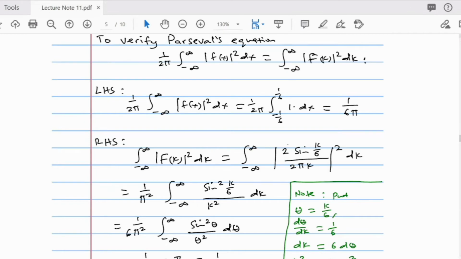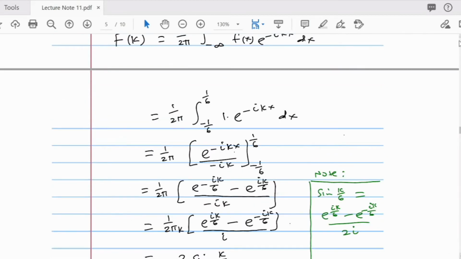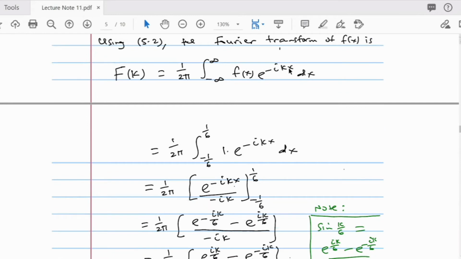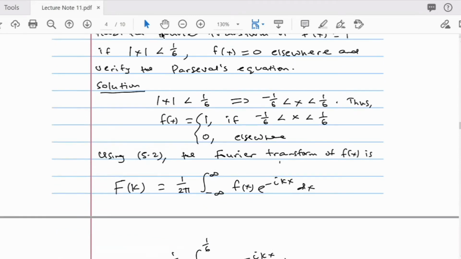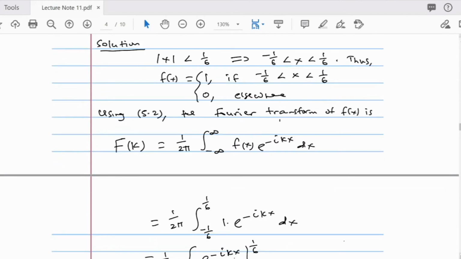That means the function f of x, defined this way, satisfies Parseval's identity or Parseval equation.